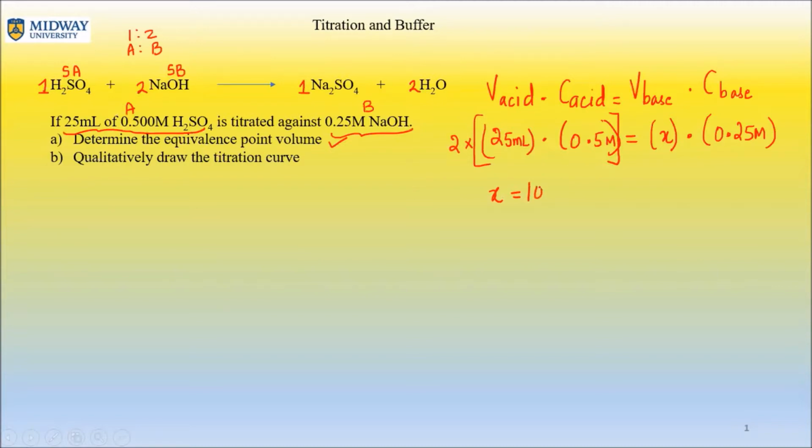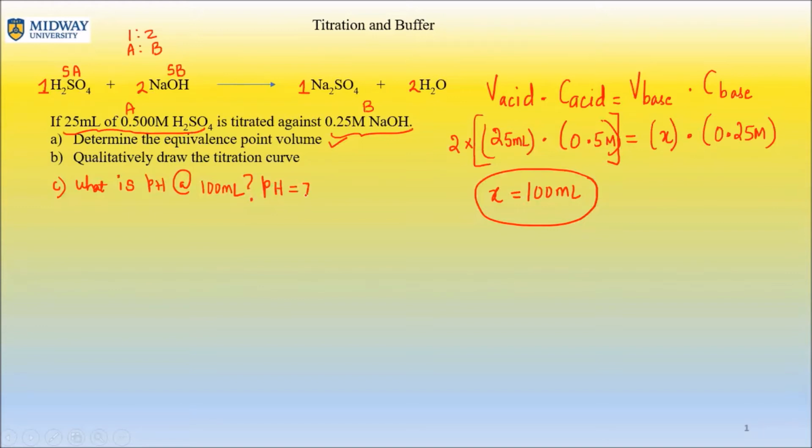So this is the equivalence point volume. Now, there's not a question here, but what if I add a C before we do B? What is the pH at 100 mL? Well, 100 mL is the equivalence point volume, right? At equivalence point, if both components are strong, pH equals 7. This is the question, and this is the answer.